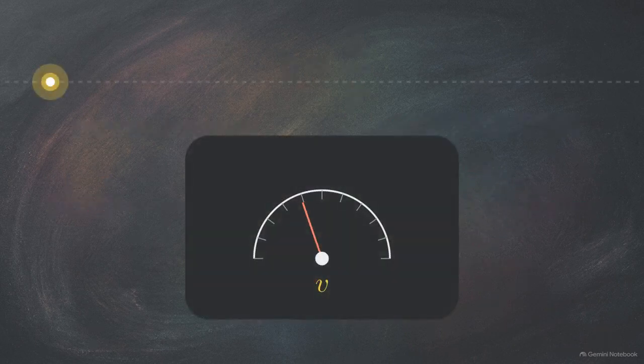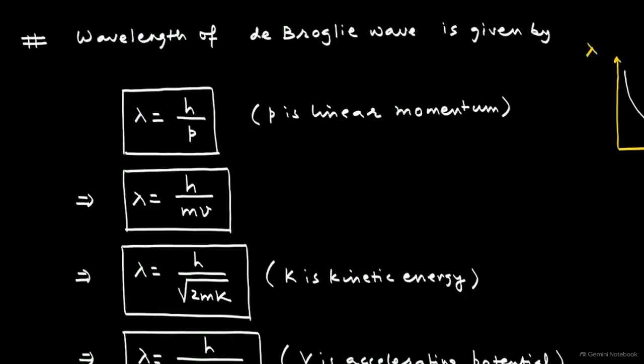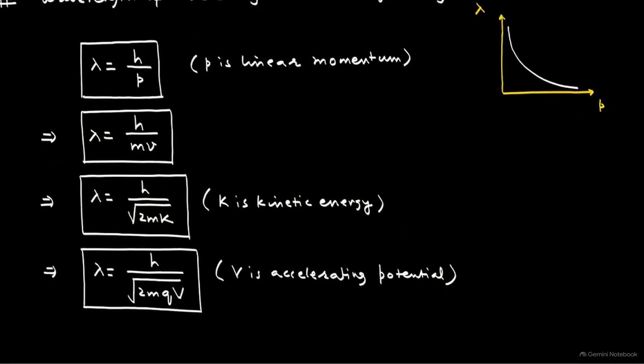In practice, we rarely measure a subatomic particle's exact velocity directly. We usually know its kinetic energy. This breakdown shows how we rewrite the base equation. Momentum, mass times velocity, is substituted with the square root of 2 times mass times kinetic energy. For charged particles, we carry the substitution further, swapping kinetic energy for accelerating potential, v multiplied by charge, q.